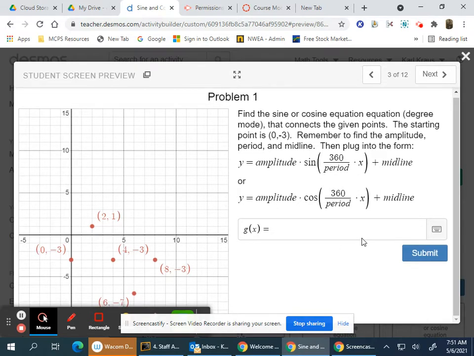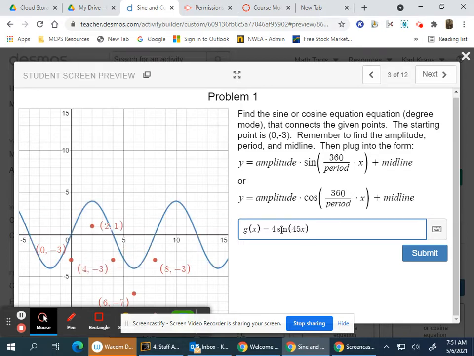So here we're starting at 0, -3, ending at 8, -3. So my period is 8. This would be a sine curve, starts on the center line and ends on the center line. My amplitude goes from -3 to 1, which is 4. So 4 sine, and then 360 divided by 8 is 45. And my center line is -3.